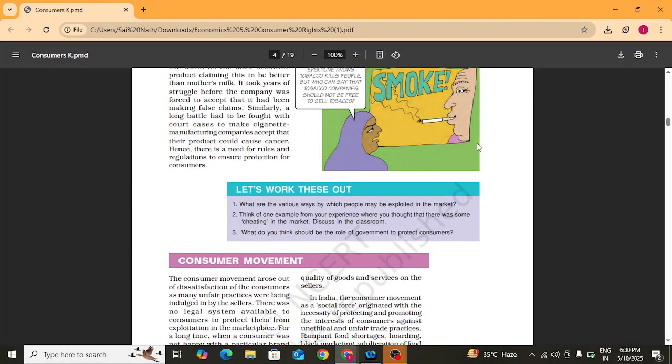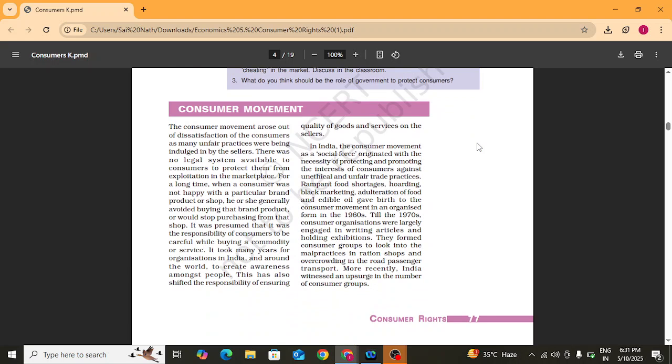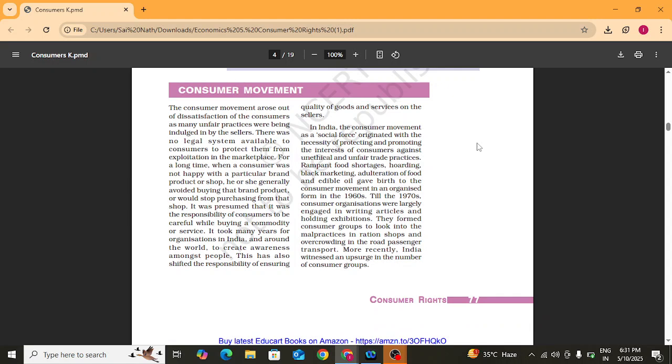Now we'll talk about how, after all these exploitations consumers have faced in the past, the consumer movement came into being, that consumers demanded more rights and protection from exploitation by the sellers. In India, the consumer movement as a social force originated with the necessity of protecting and promoting the interests of consumers against unethical and unfair trade practices. This is a technical definition of the consumer movement in respect to India. Rampant food shortages, black marketing, adulteration of food and edible oil gave birth to the consumer movement in an organized form in the 1960s.